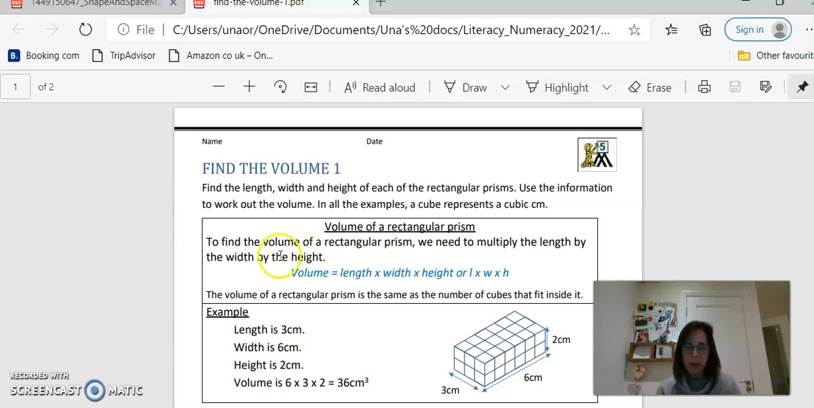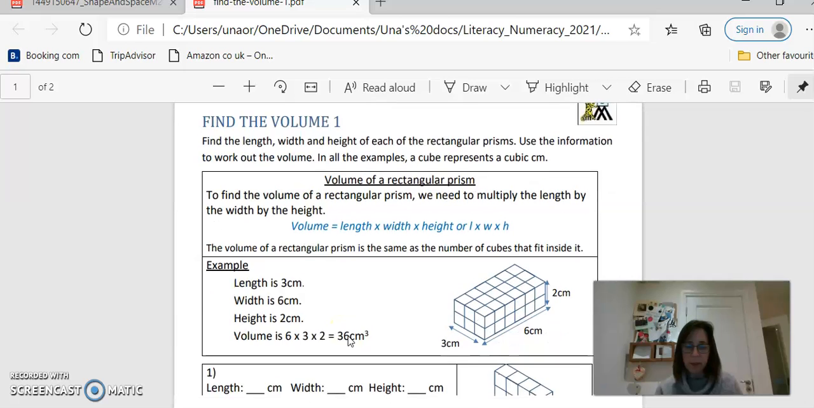It's telling you the same thing. To find the length, width and height of each rectangular prism, okay? Use the information to work out the volume. In all examples, a cube represents a cubic centimetre, okay? So they've just given you the specific units of measurement here. So your answer is going to be in cubic centimetres because we know it's centimetres. And you can see here the volume formula is given as length by width by height, or L by W by H. Okay. The volume of a rectangular prism or a cuboid, same thing, is the same as the number of cubes that fit inside it.